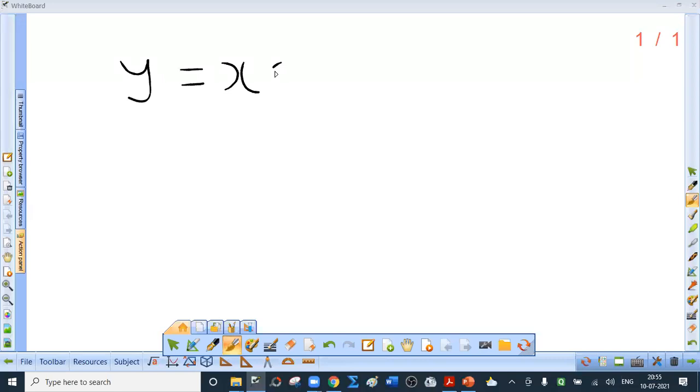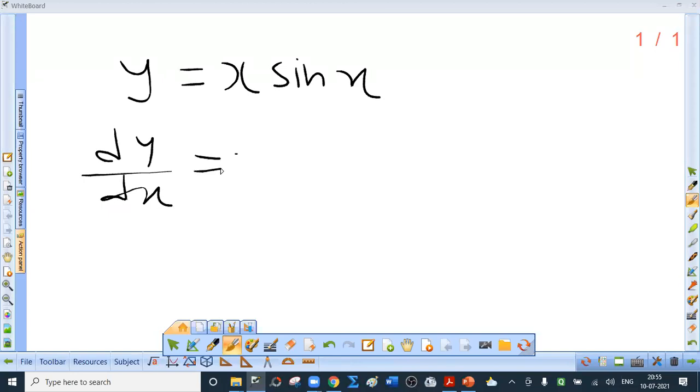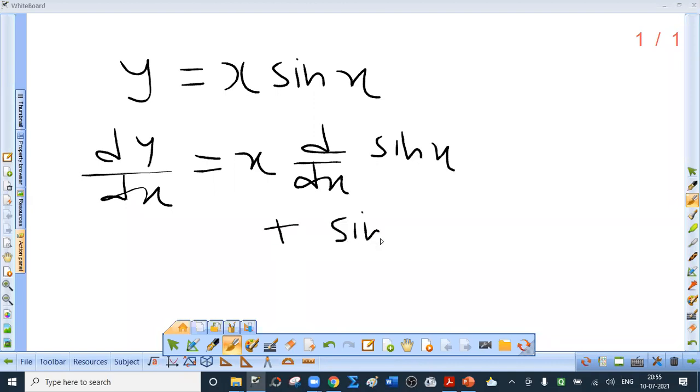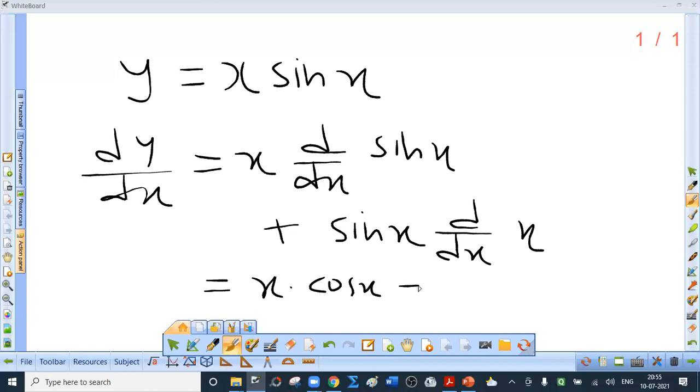Y equals x into sine x. So what is dy/dx? First function x into derivative of second, so d/dx of sine x, plus second function sine x into derivative of first. Now, what is derivative of sine x? Cos x, plus sine x into, what is derivative of x? It is 1. I'll explain this once again.